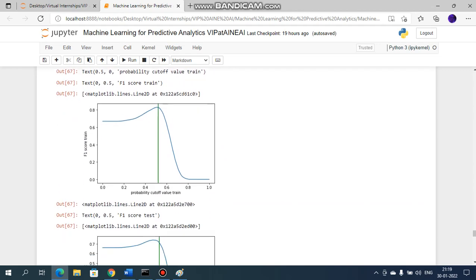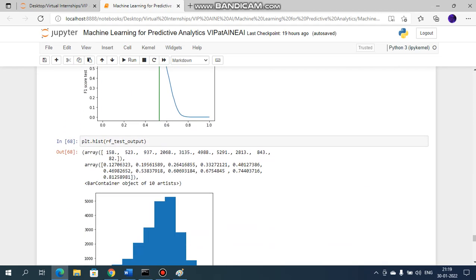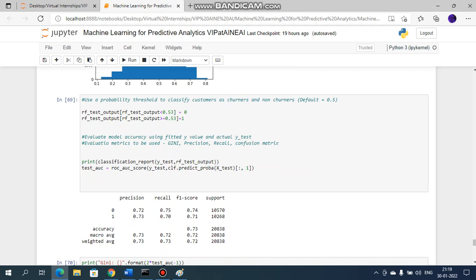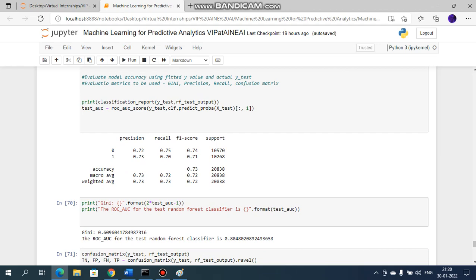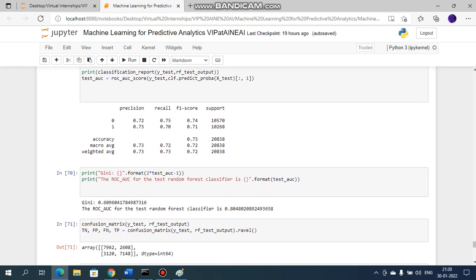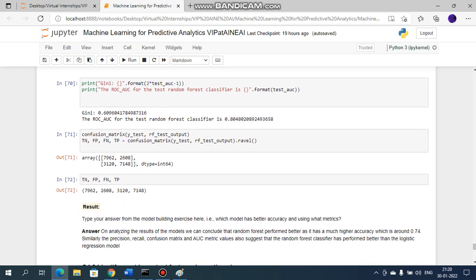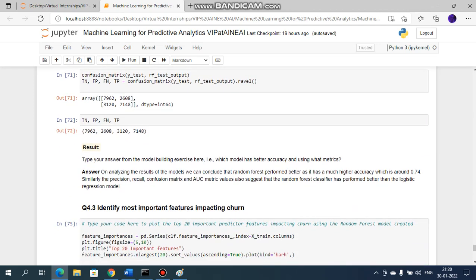And from the plot, we can see that the threshold is around 0.53, whereas for logistic regression, it was around 0.4. We use this threshold to classify the customers as churners and non-churners. And using the same evaluation metrics, we evaluate the random forest classifier. Straight away, we can see improved precision, recall, and F1 scores. On observing the confusion matrix, we can see that there are much fewer false positives with the random forest classifier.